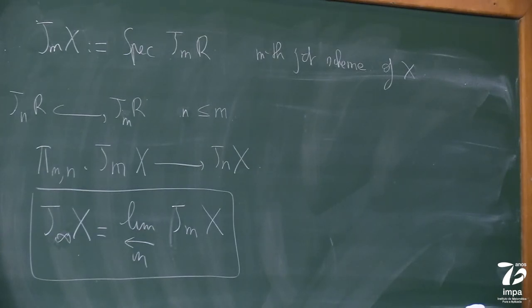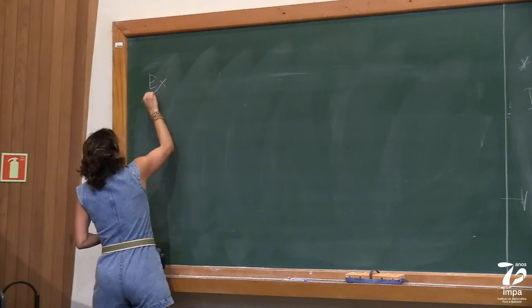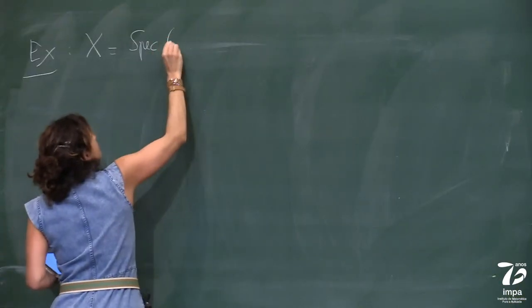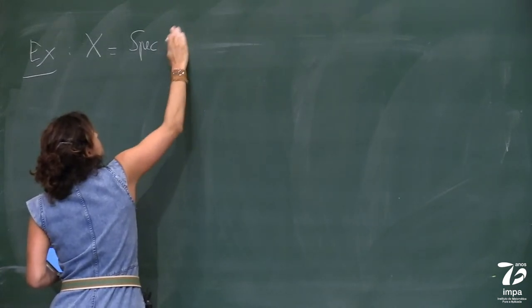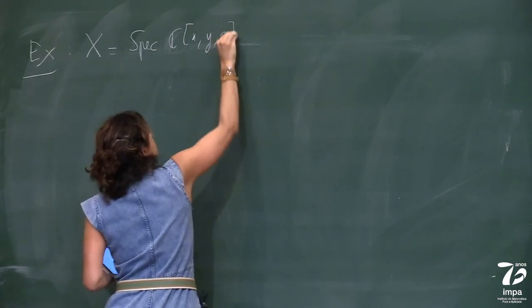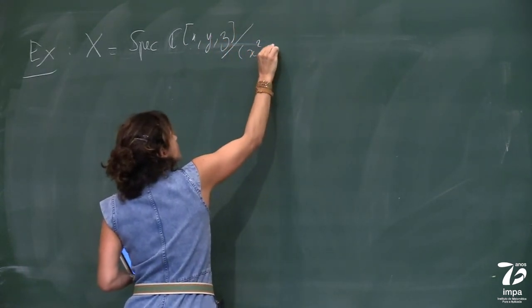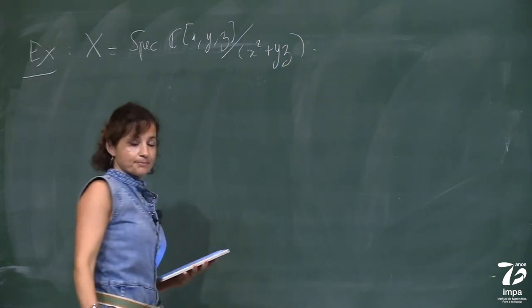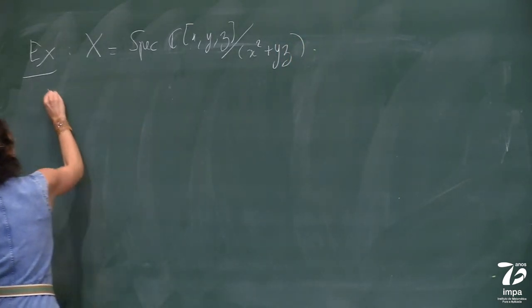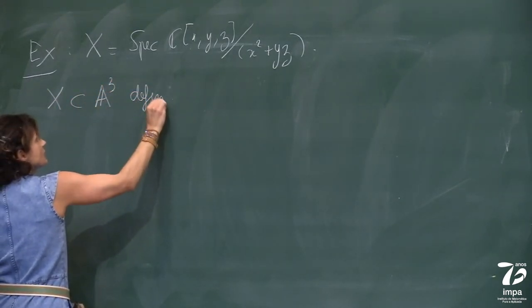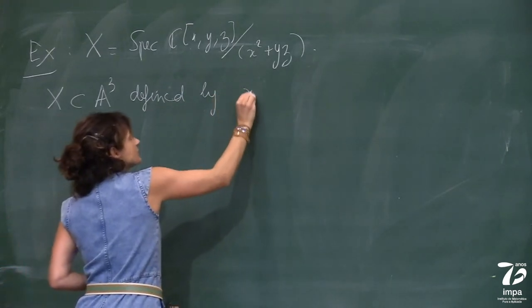So for example, let's consider the affine scheme in A3, given by this equation. Okay. So it's defined by this equation.